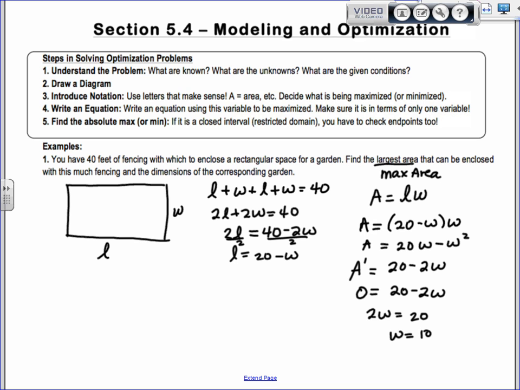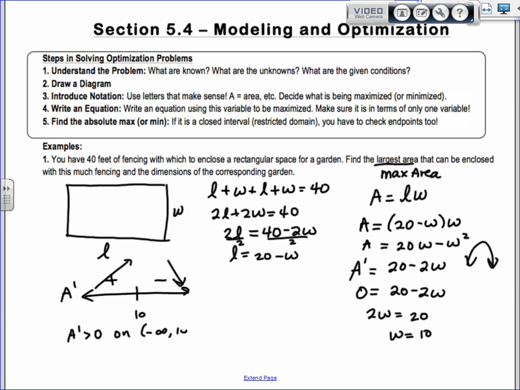Okay, and you need to justify that this is indeed the maximum and not the minimum. You could do that by just noticing that you have a downwards parabola, and you could say, oh, clearly it's a maximum. But you would need to write out some kind of justification. So usually what I do is I do like a number line. And I plug in 10, and I say, okay, well, it's positive and then it's negative, so it goes up and down. But remember, they don't grade the number line, so you would need to write out A prime is greater than 0 on negative infinity to 10, and A prime is less than 0 on 10 to infinity, therefore a max at 10.